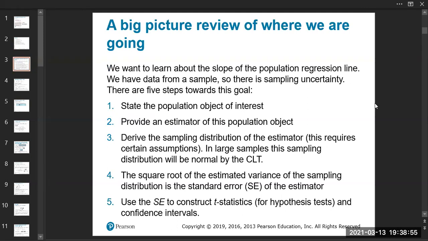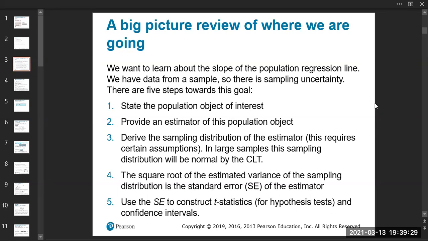The big review of what we're going to do here is that we care about the slope. There's a population slope, and there is a sample slope estimator. We want to use the sample slope estimator to tell us something about the population slope. And this estimator, after we satisfy all of the assumptions, is normally distributed.